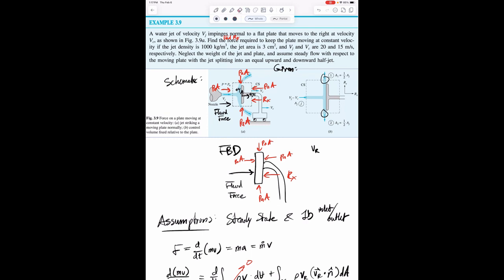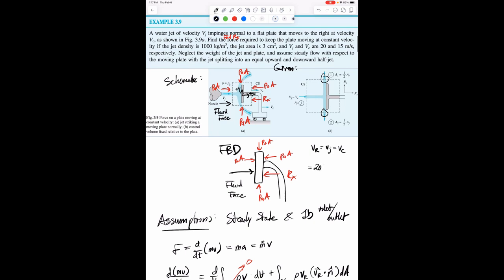So then only 5 meters per second is left to enter your control volume because, once again, 15 meters per second is used to chase it. Therefore, V_R is important because this value is the amount of velocity that's entering your control volume. Therefore, V_R is V_J minus V_C, because 15 meters per second of your 20 is used to catch up to the cart in the first place. That's why only 5 meters per second can enter your control volume. Okay.